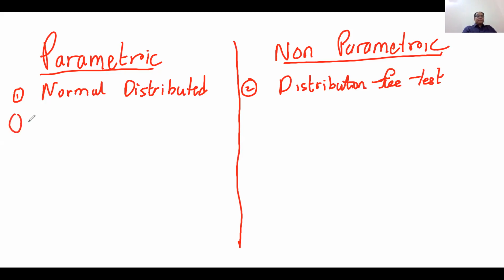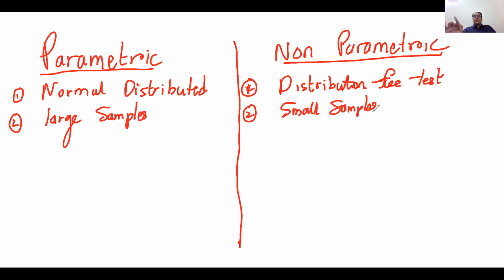Number two, parametric needs large samples, and here you can work on small samples. Non-parametric tests will be applicable on small samples also. So if you have a sample size less than 30, you can go for a non-parametric test. And in case of large samples, if they are normally distributed, you can apply the parametric test.